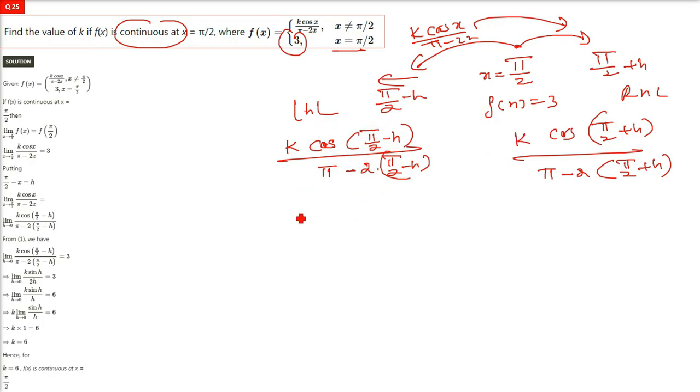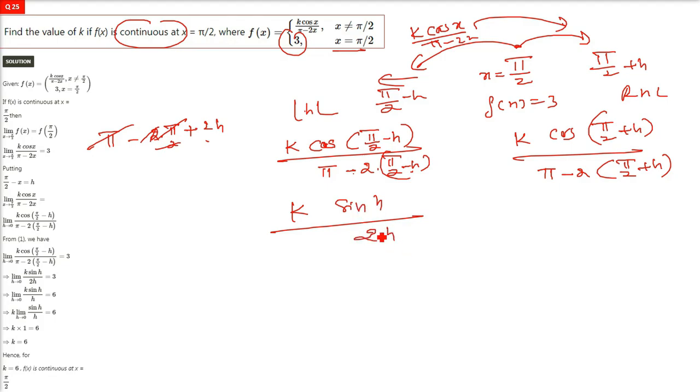You can leave this right hand limit because it is already continuous. So what is pi by 2 minus h? Cos of pi by 2 minus h is sin h, and the denominator is pi minus 2 into pi by 2 minus h, so plus 2 into h. Okay, so what do you get? This pi and pi get cancelled. You just get 2h in the denominator. You can just cancel these two out, and since we have just 2h in the denominator, just write 2h.